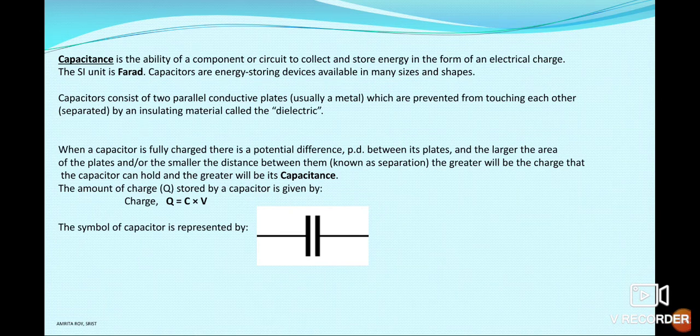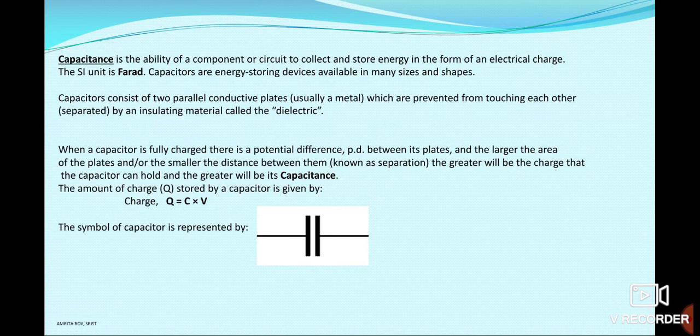Next is capacitance. Capacitance is the ability of a component or circuit to collect and store energy in the form of an electric charge. The SI unit of capacitance is farad, and capacitors are energy storing devices that are available in many sizes and shapes. So when a voltage is applied to the plates, an electric current flows, charging up one plate with a positive charge.